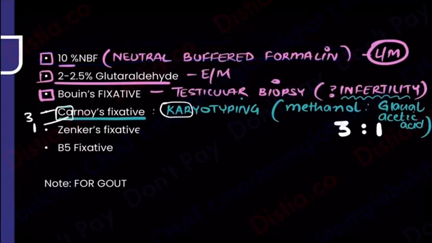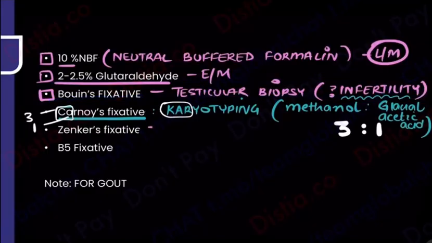All tissues of the body go in formalin. All cancer tissue, like breast cancer tissue, will go in formalin, prostate cancer tissue will go in formalin. Similarly, testicular cancer tissue will also go in formalin only. Only if a testicular biopsy has been done with a suspicion of infertility, that is when I'll put it in Bowen's fixative, because I want to see all the spermatids and all.